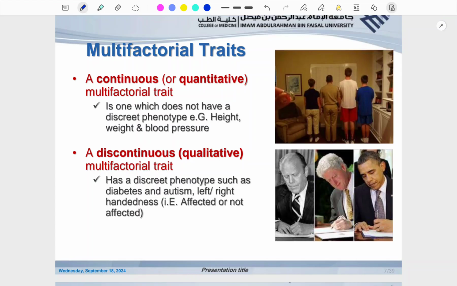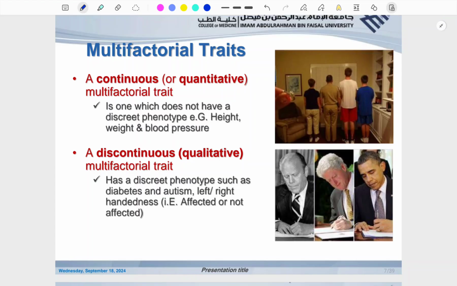Everyone is different. This is the continuous one. The qualitative one has a discrete phenotype, such as: do you have diabetes or don't you have diabetes? How many groups? Two. You divide us into two: some of us have diabetes, some of us do not. Or left- and right-handedness. Only two, discrete. You understand? There are only two kinds, not a thousand kinds. Two kinds.